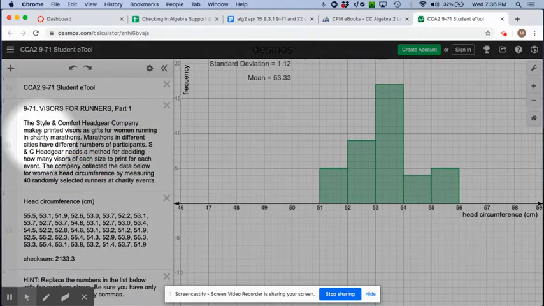And so we can read the problem together. Visors for Runners, Part 1. The Style and Comfort Headgear Company makes printed visors as gifts for women running in charity marathons. Marathons in different cities have different numbers of participants. S&C Headgear needs a method for deciding how many visors of each size to print for each event. So the company collected the data below for women's head circumference by measuring 40 randomly selected runners at charity events. So from that, it sounds like we're trying to get an idea of, in general, how big are women's heads so we can order the right types of visors.